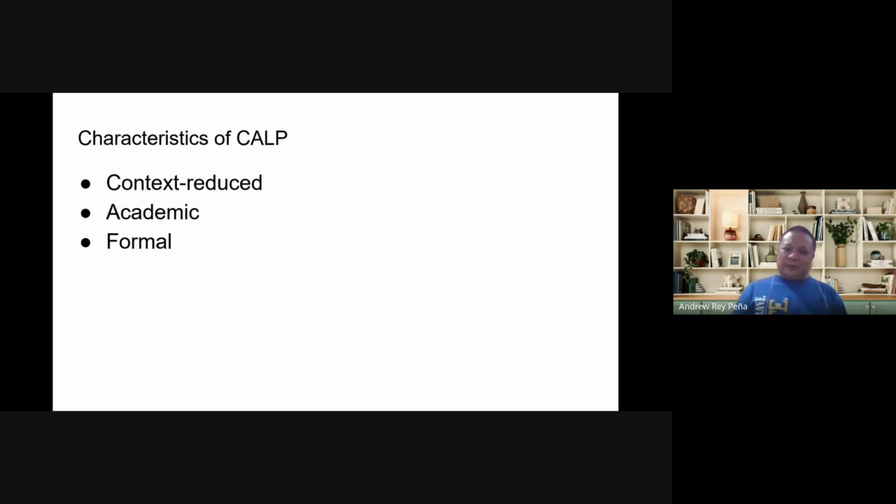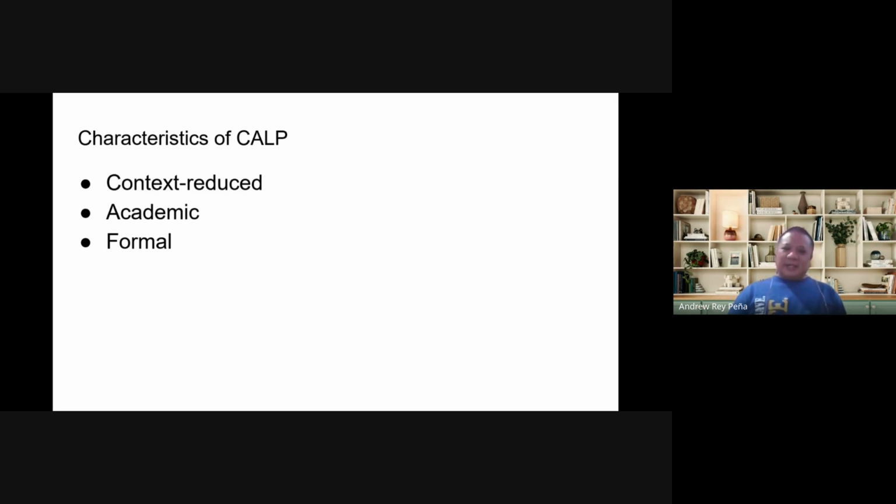And because it's school language, it's academic. And we said that it's cognitive, so it has more to do with your brain than with facial expressions, than with body language. So it's cognitive, it's academic. It's used in school, it's used in formal discussions. So cognitive academic language proficiency is formal.